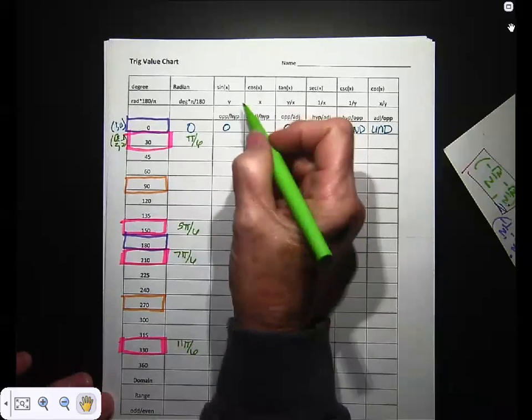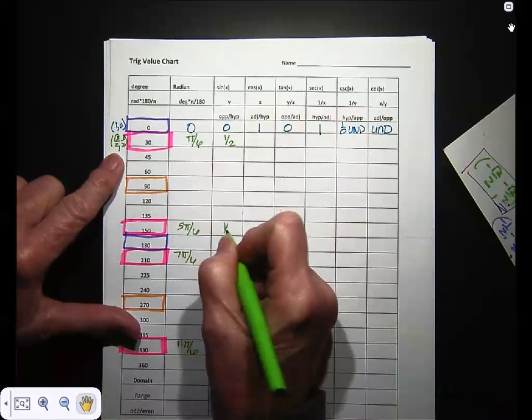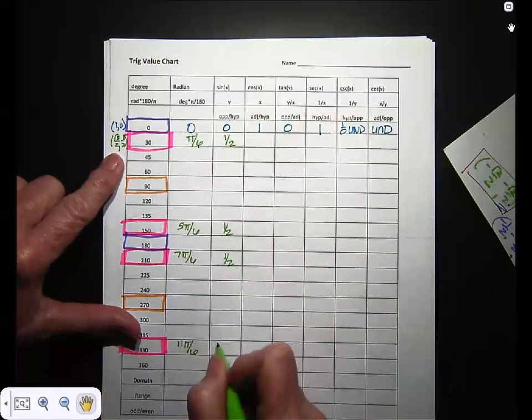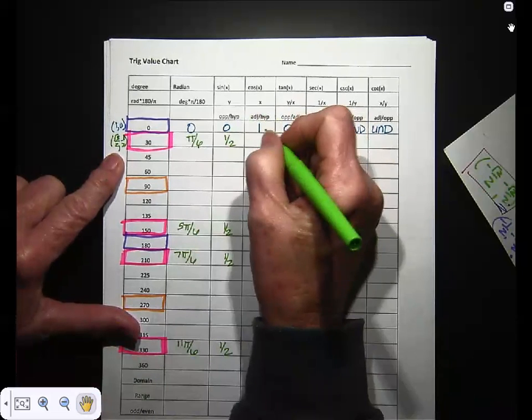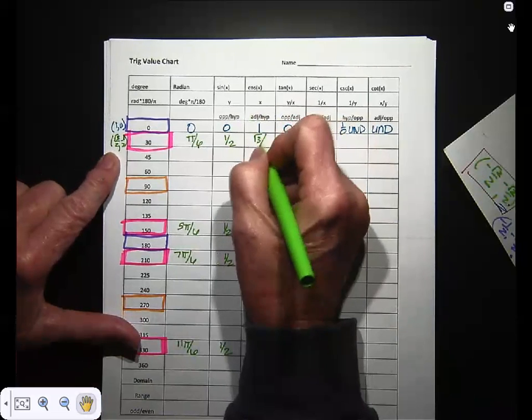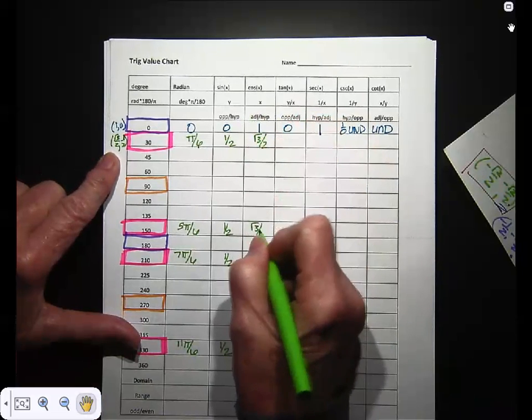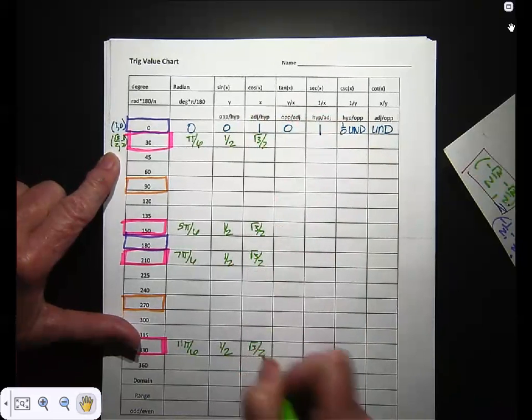So I'm filling out the chart. I can say, okay, the y value of this is 1/2. So this is 1/2, this is 1/2, and I can take all the way down the column and write 1/2. The x value for this is the square root of 3 over 2. So I can say square root of 3 over 2, square root of 3 over 2, the square root of 3 over 2, the square root of 3 over 2.